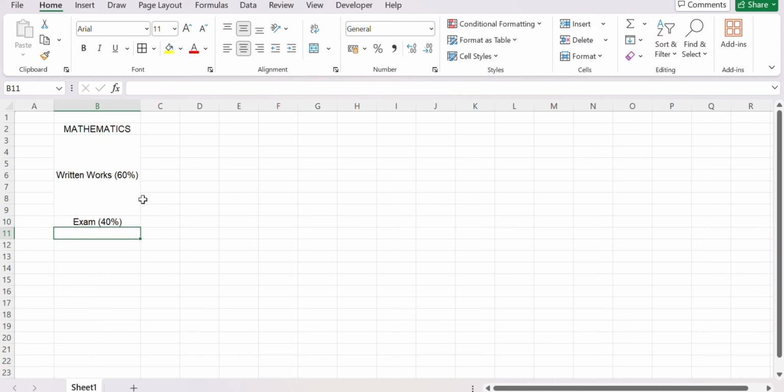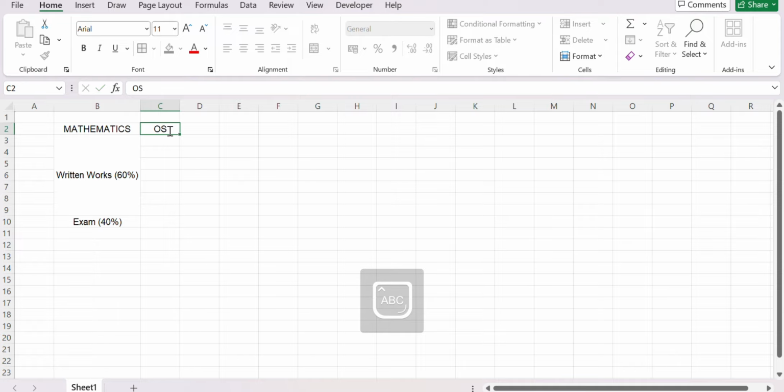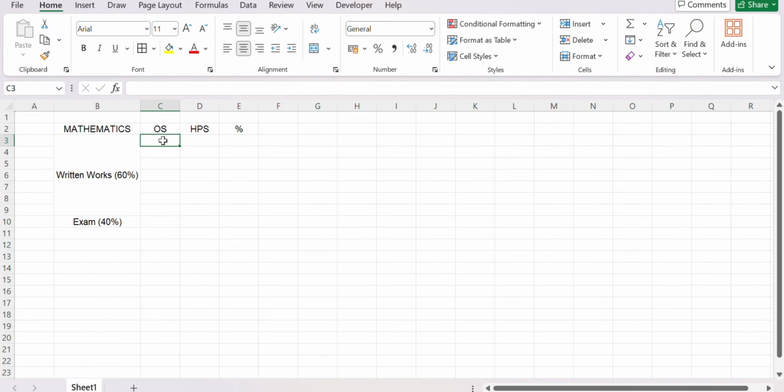But what you essentially need is the column for OS, HPS, and percent. OS is the obtained score, and the HPS is the highest possible score you could obtain in a specific activity. And for the percent column, that is where you'll be inputting the formula to compute your grades for each specific requirement.